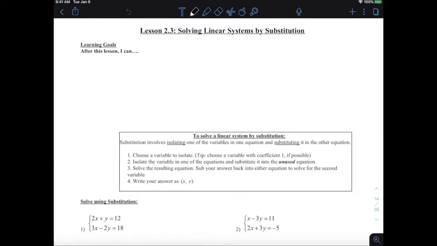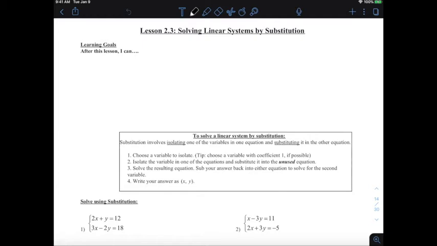In lessons 2.1 and 2.2 we talked about solving systems of two lines by graphing and finding a point of intersection, and then we talked about how the solution to a system is the point of intersection where the two graphs meet. In this lesson, we're going to learn how to find the points of intersection without actually graphing.